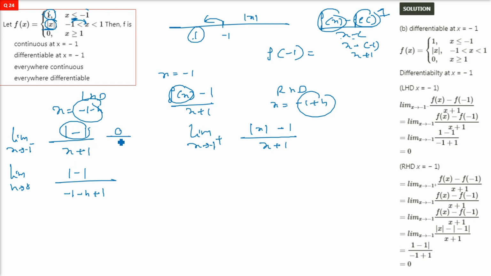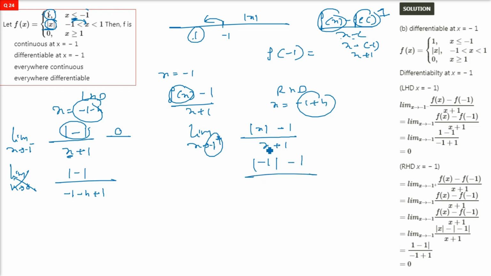And the denominator, whatever we get, we'll just show you the right hand derivative also. If you want to put this h, you can put it, but I will advise you not to put -1 minus h or 1 plus h. In the left hand derivative and right hand derivative, you don't require h, as I showed you in one of the questions in the earlier discussion.